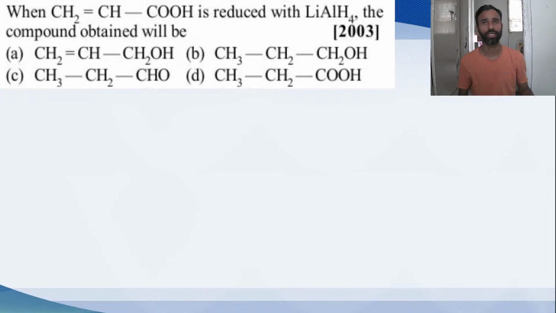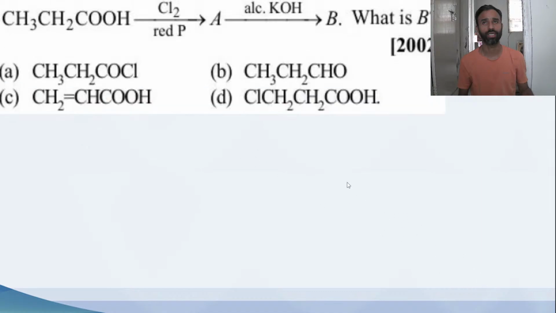When CH2=CHCOOH is reduced with lithium aluminum hydride, the compound obtained will be CH2=CH, and COOH is reduced to CH2OH. It will not affect the double bond. A is the right option. Next question.